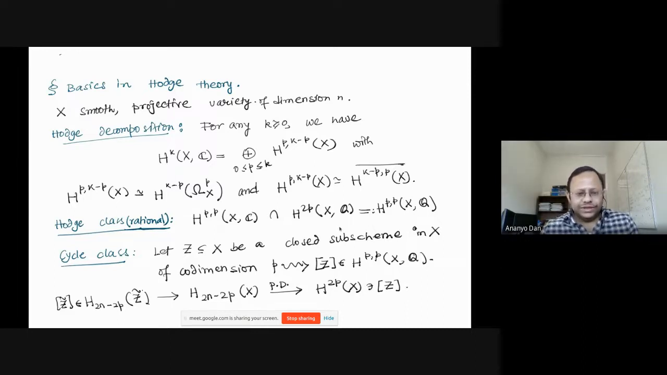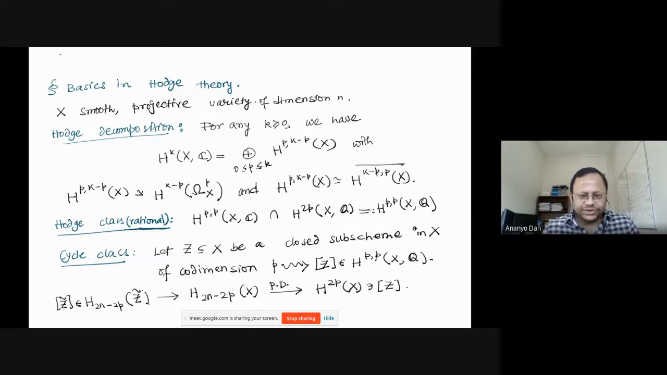Now, just for any closed subscheme in X, you can get a fundamental class in this (p,p) part of H^{2p} of X. The way to do it is that you first define it for irreducible subvarieties. The way you define it for irreducible subvarieties is that if Z is irreducible, you first resolve the singularities. You have this thing which I denote by Z tilde, and then you have a push-forward map on the homology from H_{2n-2p}.